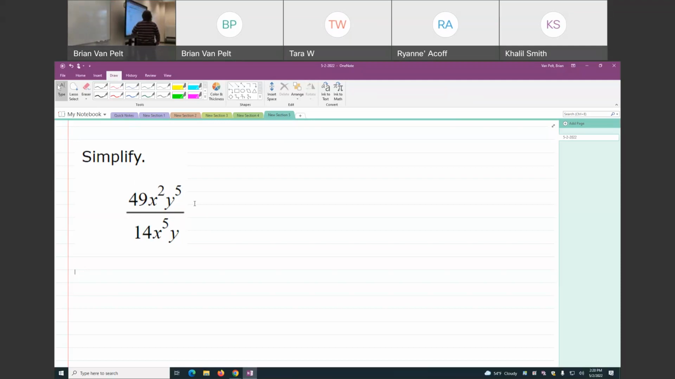If I would do this problem on my own, I would rewrite it, because I always think it's a good idea. This gives me plenty of space to do my simplifying. So I'll start with the 49 and 14. 7 goes into both of them. X squared, you can wipe this out, but you put minus 2 up there. So I'm giving myself room. And then this y to the 1, wipe it out and put minus 1 up there.